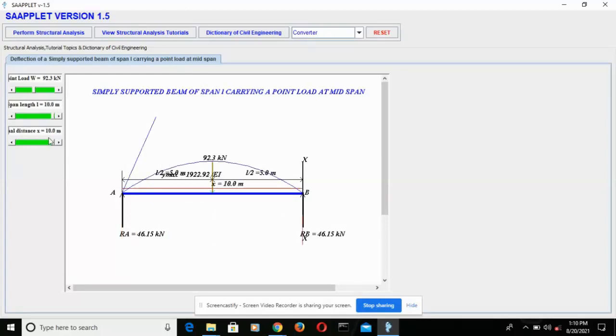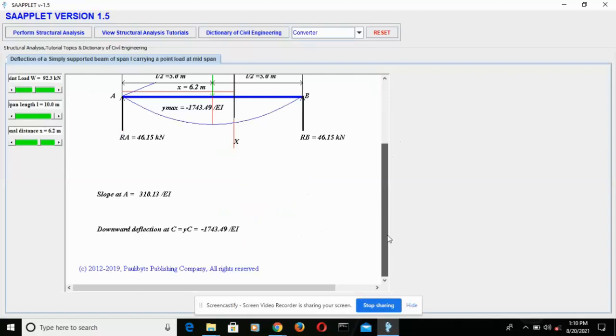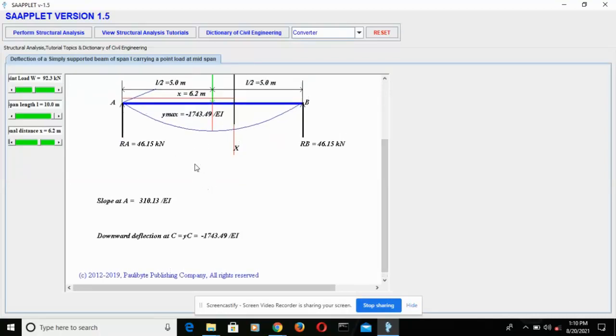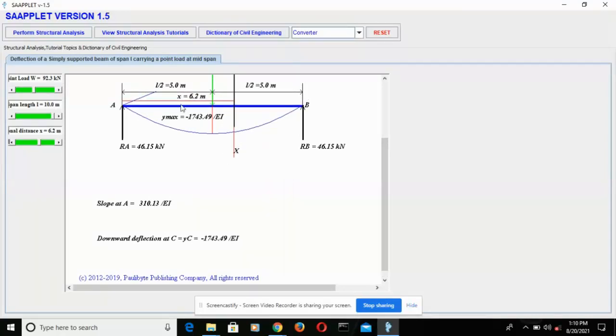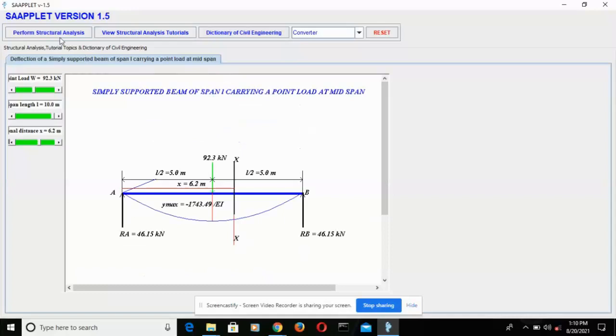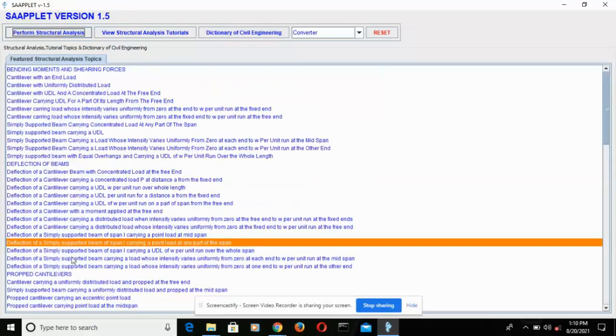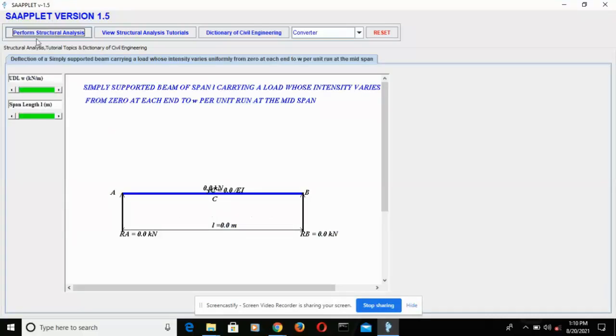You see that it gives us our shear force and bending moment values, as well as the deflection value. So you can see what we have here. The slope at A is given here, and the slope at B, and then our deflection is also given. So we have more examples you can see here. So these are various examples which you can try out.